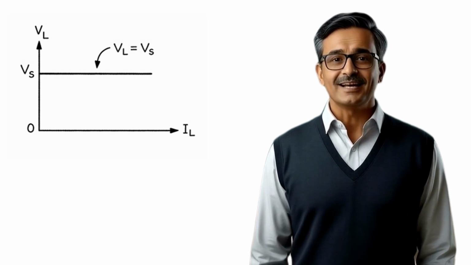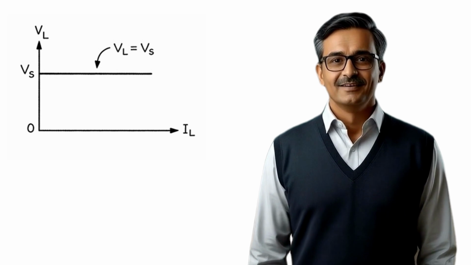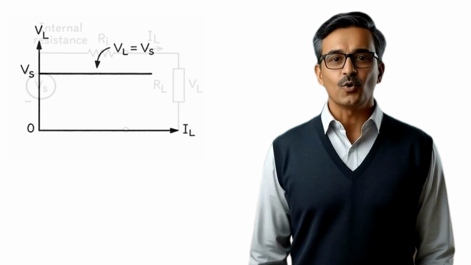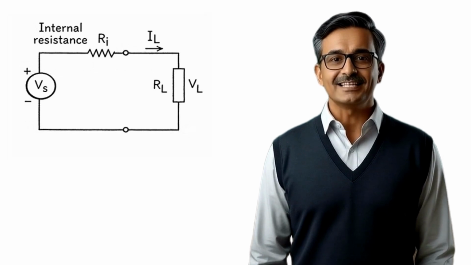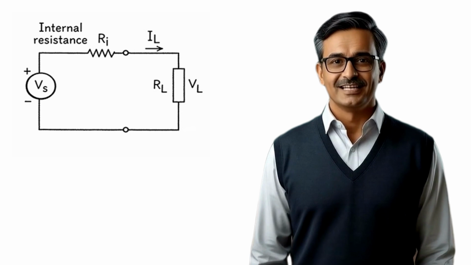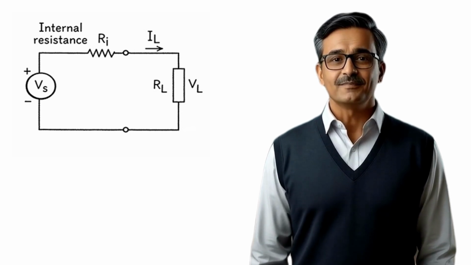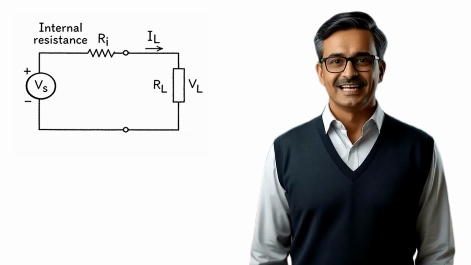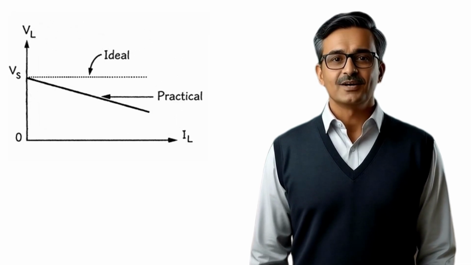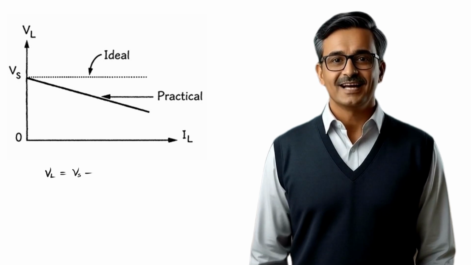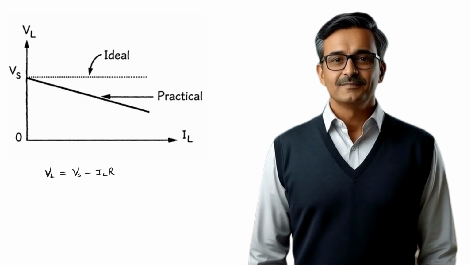Now let us talk about a practical voltage source. In real life, every electrical device has some internal resistance. A voltage source also has internal resistance connected in series with it. When load current increases, a voltage drop occurs across this internal resistance. This voltage drop increases linearly with current. As a result, the terminal voltage becomes slightly lower than the source voltage. We can write the equation as VL equals Vs minus IL multiplied by R internal.